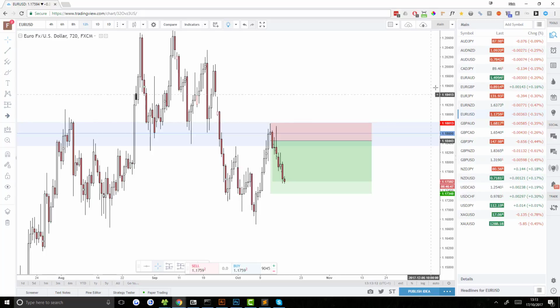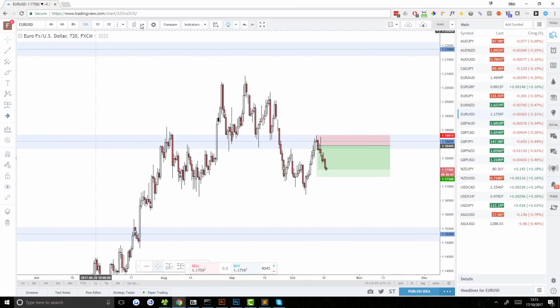Definitely has potential to get down to there. That would be a good trade for you. 1 to 3. That's quite nice. Nice gain if it gets there.